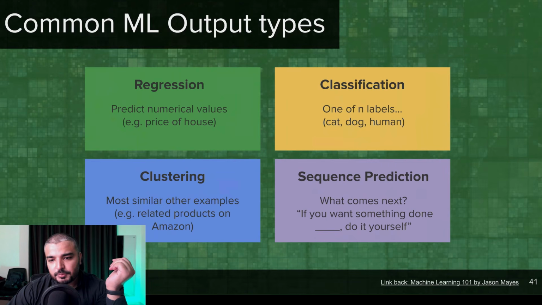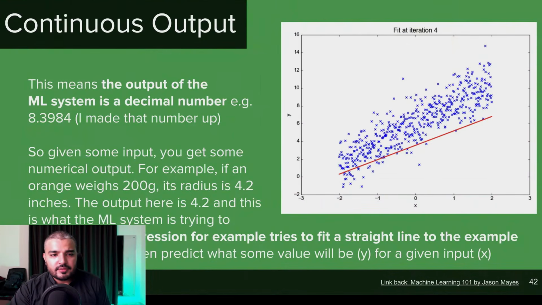And then we have sequence prediction, something that has evolved into the ChatGPTs and the Llama 3s that we have these days. So let's talk a bit more about it. So this is what regression basically is.